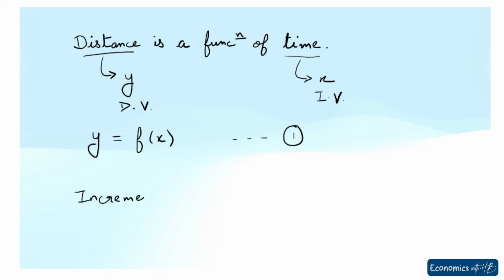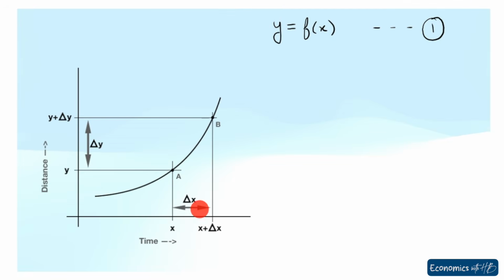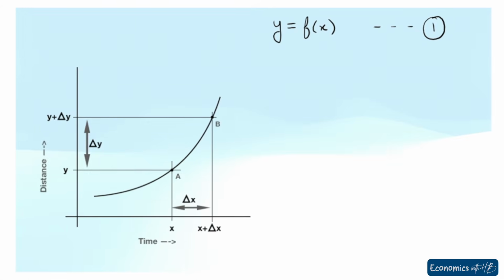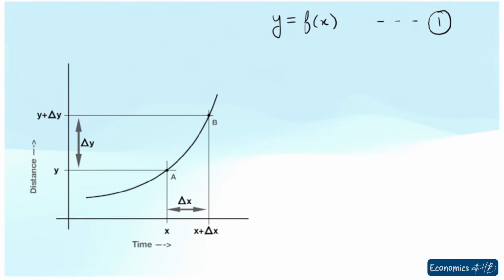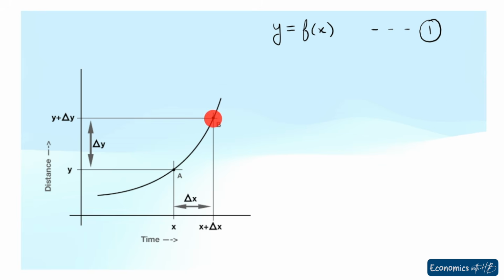Here we use a term called increment denoted by a triangle, which is read as delta, which means a small change or increment in value. So, a small change in the value of x is delta x and a small change in the value of y is delta y. Let the coordinates of point A be x and y. At x time, y distance has been travelled. So, the coordinates of this point A are x, y. Then of point B are x plus delta x, y plus delta y.